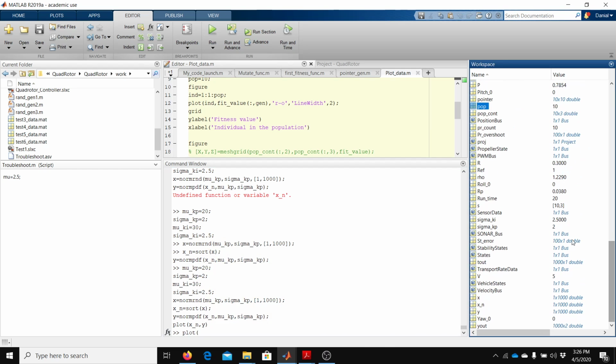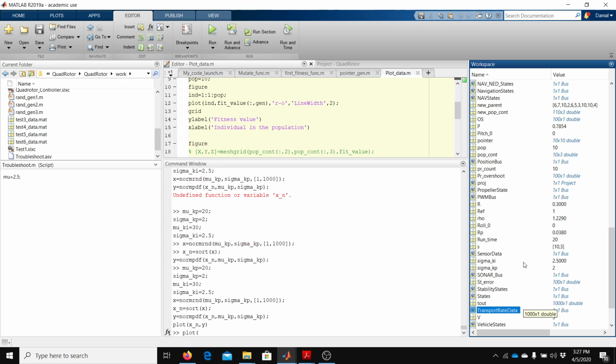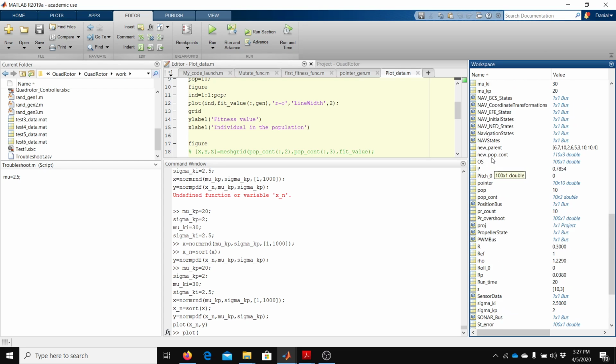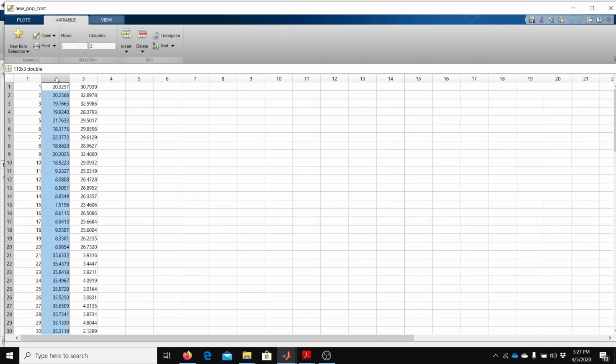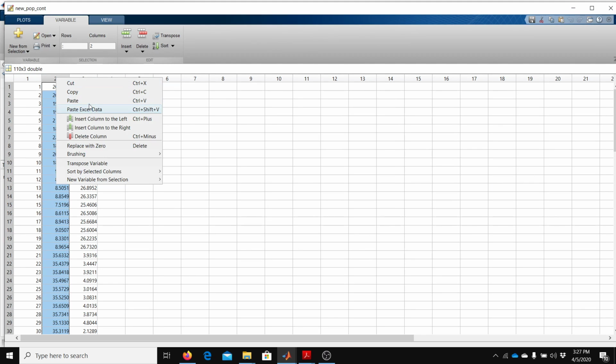This might take some time. New pop constant. Can I put this?